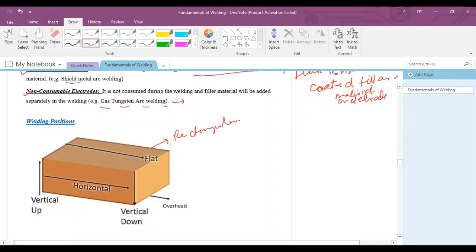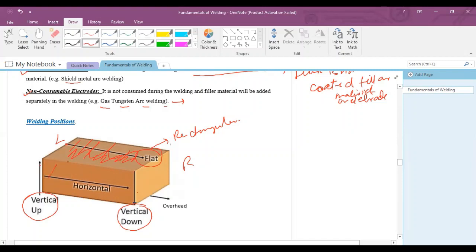This is a rectangular workpiece, and if we want to weld over this surface from left to right, this welding position will be called the flat position. And if we want to weld vertically from bottom to top, the position will be called vertical upward. And if you want to weld from top to bottom, it will be called vertical downward, the vertically down position.